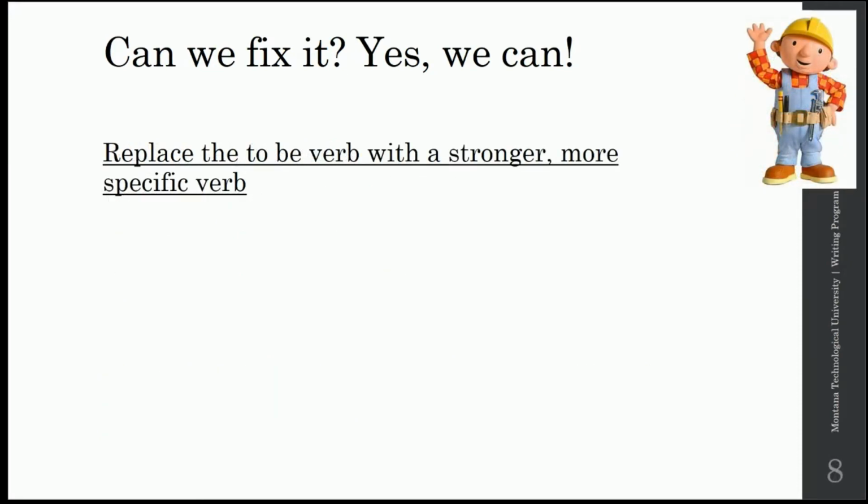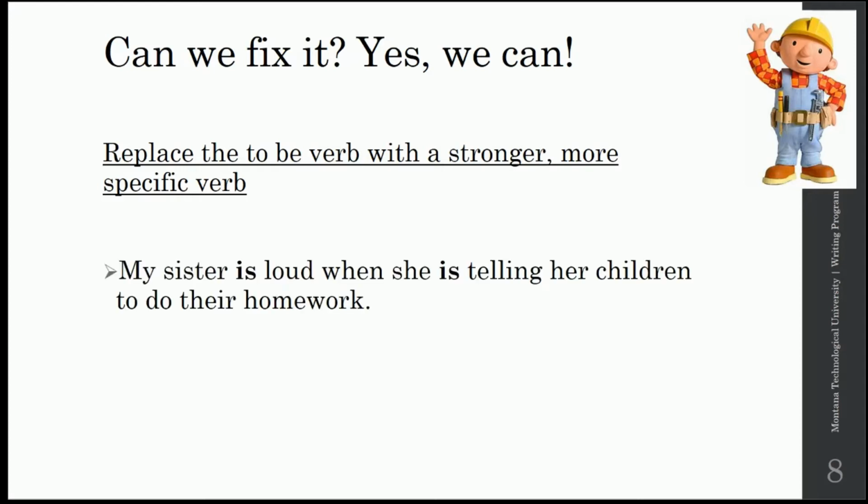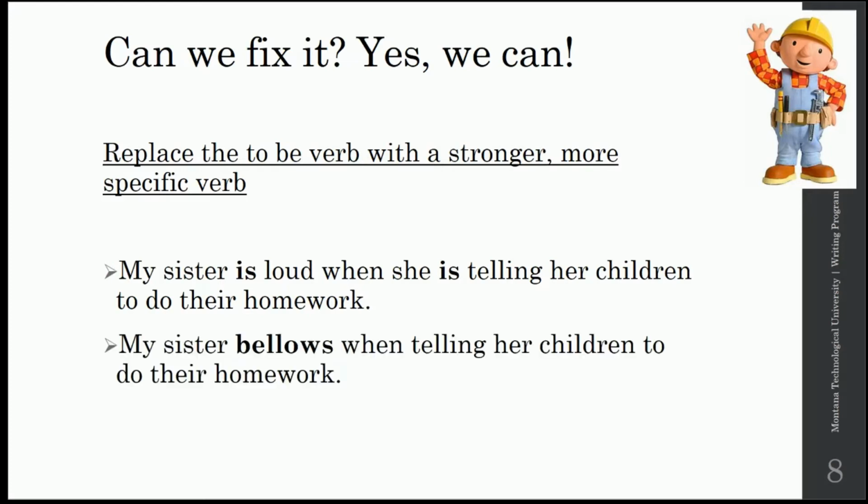Can we fix it? Replace the to be verb with a stronger and more specific verb. Okay? My sister is loud when she is telling her children to do their homework. 2 forms of is here. Let's see if we can get rid of both of them and make this a stronger sentence. My sister bellows when telling her children to do their homework. We cut out several words, making it more concise, which helps our writing in technical writing sense, and we understand as long as we know what bellows means. Again, we have to consider our audience and make sure that the word we use, we could also use what? Yells, screams, hollers, but you get the point.